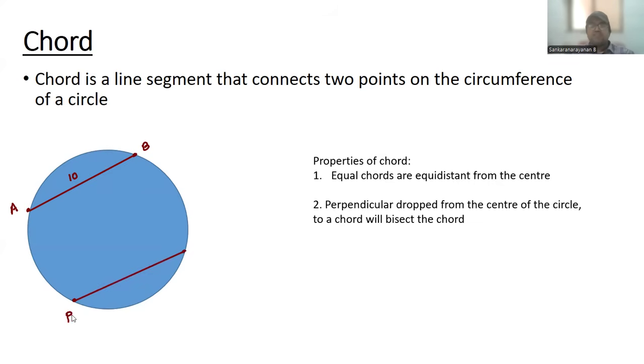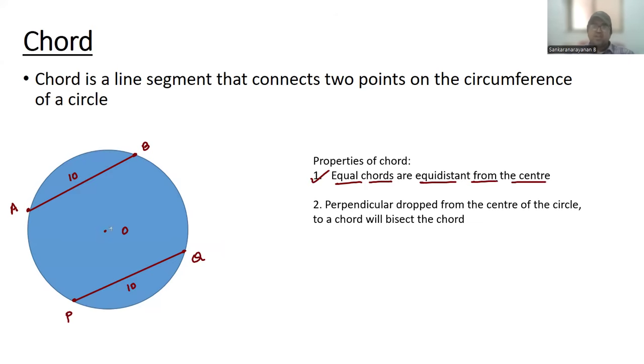P is a point on the circumference. Q is also a point on the circumference of the circle. Let me say this PQ is also 10 units. Let me consider that O is the center of the circle. So as per the first property that I have mentioned here, these two chords have the same length, 10 units. We call these two chords AB and PQ equal chords, and these equal chords will be equidistant from the center of the circle.